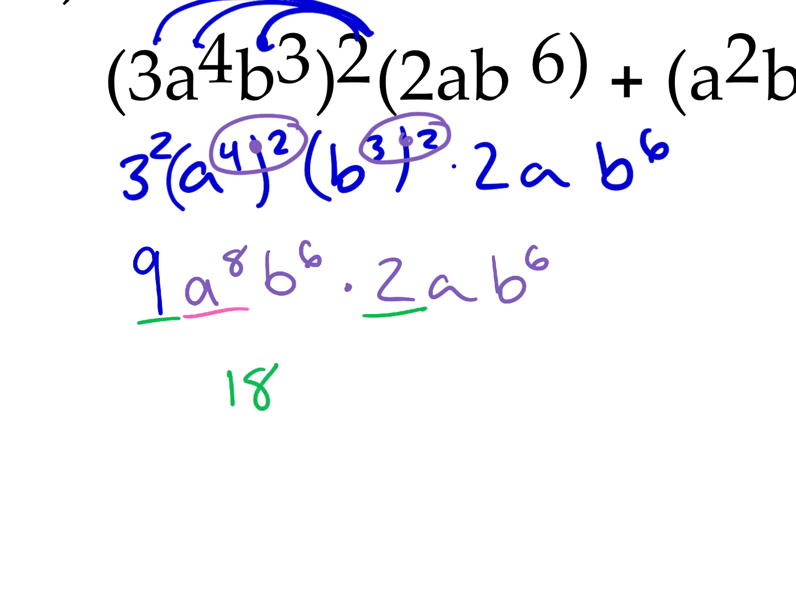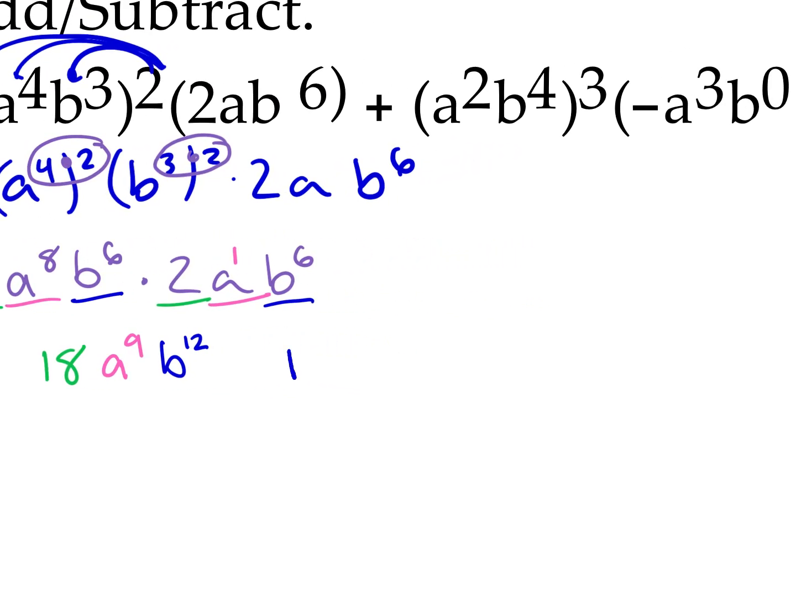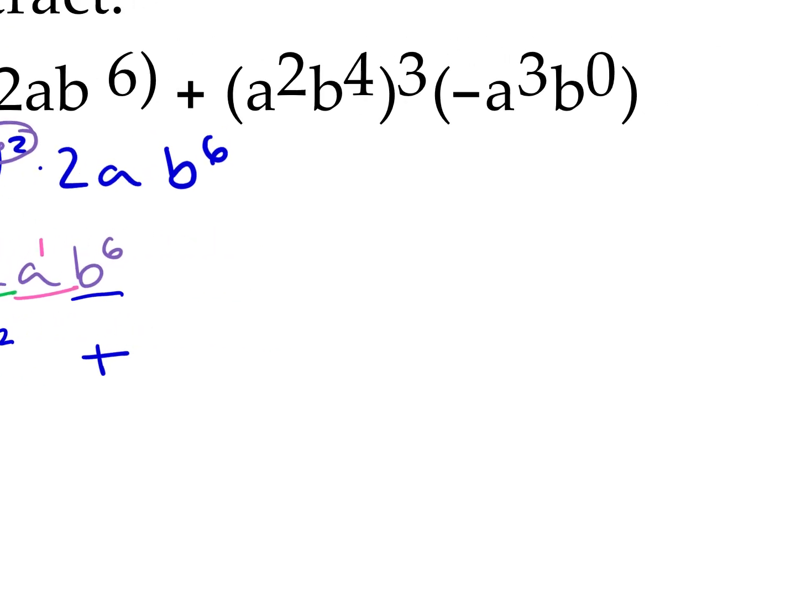How can I combine the a's? Add the exponents. What's the exponent on that second a there? 1. So 8 plus 1 would be 9. And then what do I do with the b's? Add the exponent, so it would be b to the 12th power. So that's as much as we can simplify the left side. Now let's look at the right side. What should I do first?